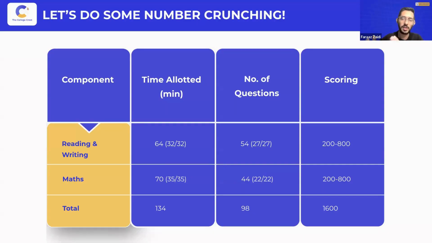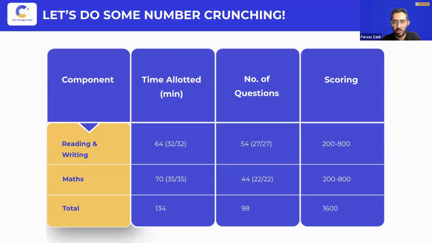Math has 44, reading and writing has 54. Your final score is calculated based on the number of correct answers, the raw score, and converted into a scale score from 200 to 800 per section. The total test duration is 2 hours 14 minutes, which is approximately 134 minutes.